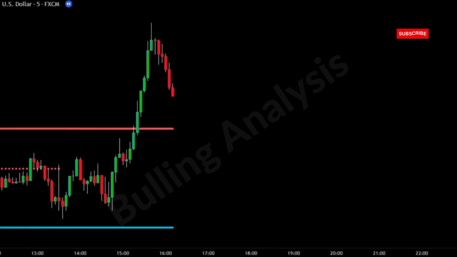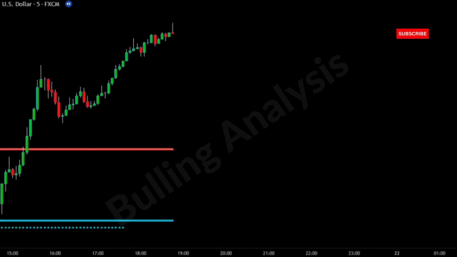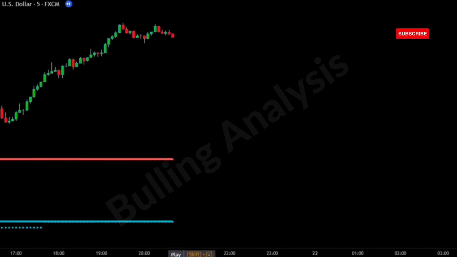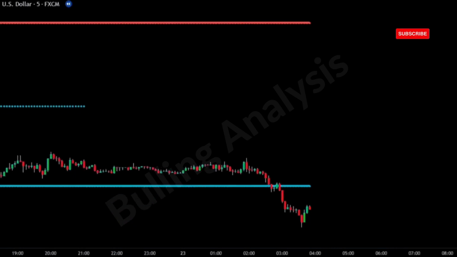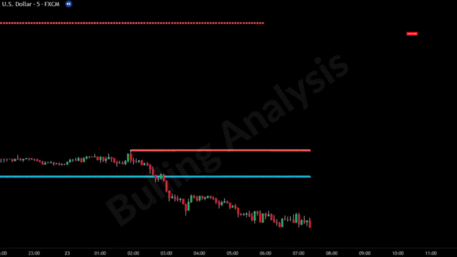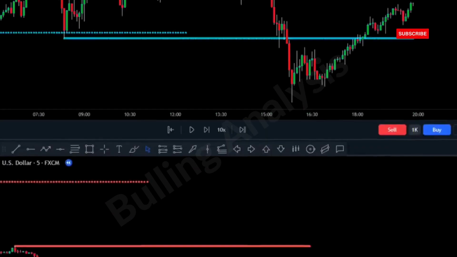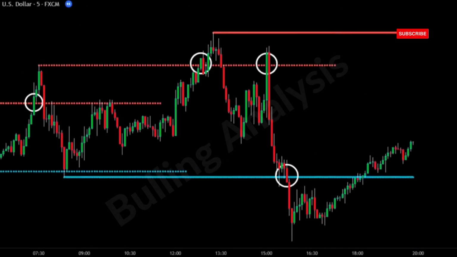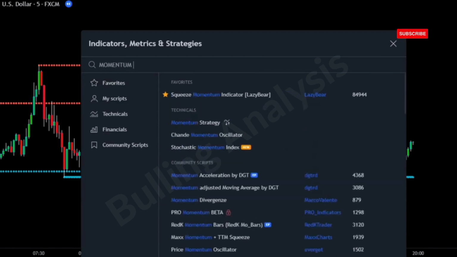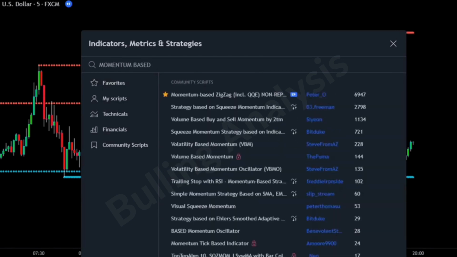For a bullish breakout, the candlestick must cross and close above the red resistance line. And for a bearish breakout, the candlestick must cross and close below the blue support line. However, keep in mind that false breakouts can happen, and that's where the Momentum-Based ZigZag indicator by Peter O comes into play.